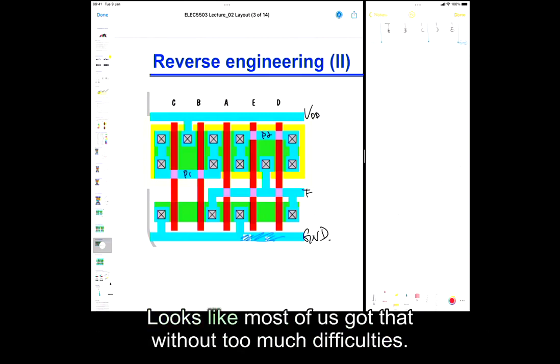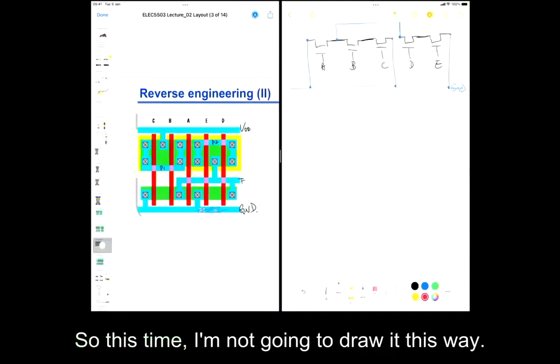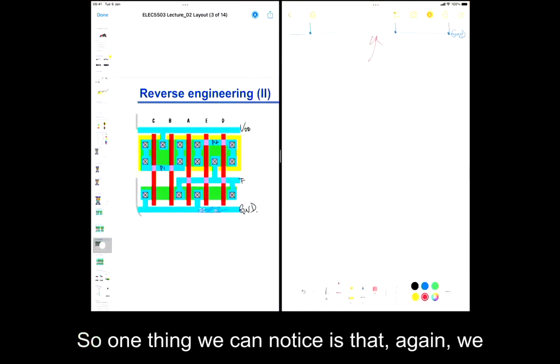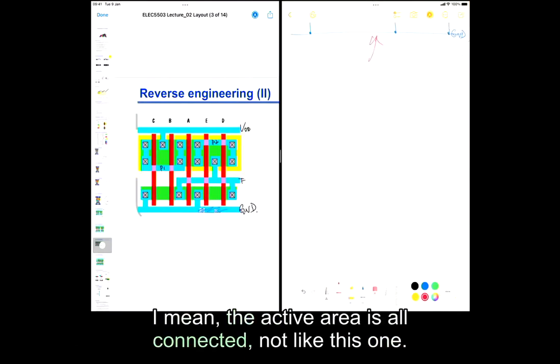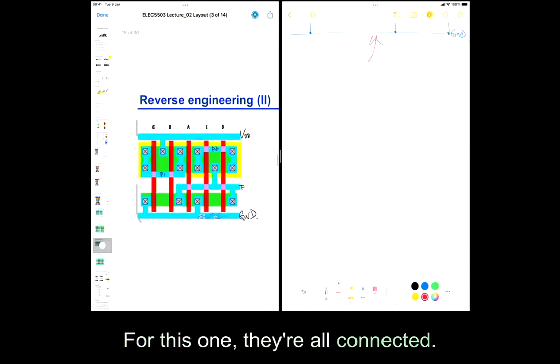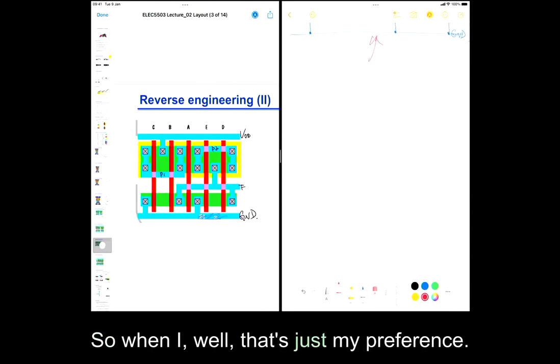Okay, looks like most of us got that without too much difficulty. So we'll just quickly cover that. So this time I'm not gonna draw it this way. I'll just draw it straight away. So one thing we can notice is that, again, we have 5 PMOS, 5 NMOS, and they are all connected. I mean, the active area is all connected, not like this one. So this one got a little bit of a gap here, but this one, they're all connected. So in terms of size, it's more compact. So that's just my preference.